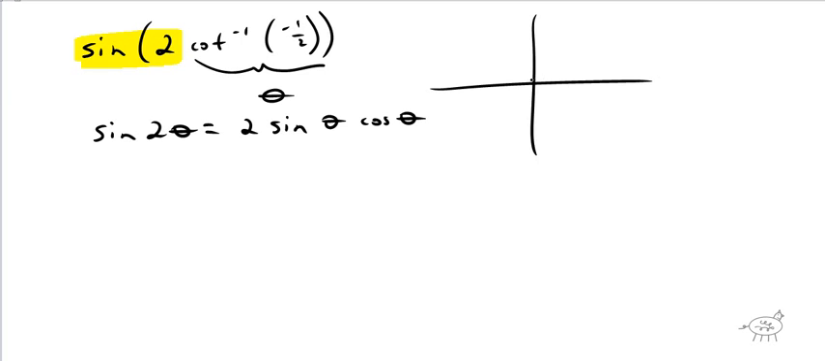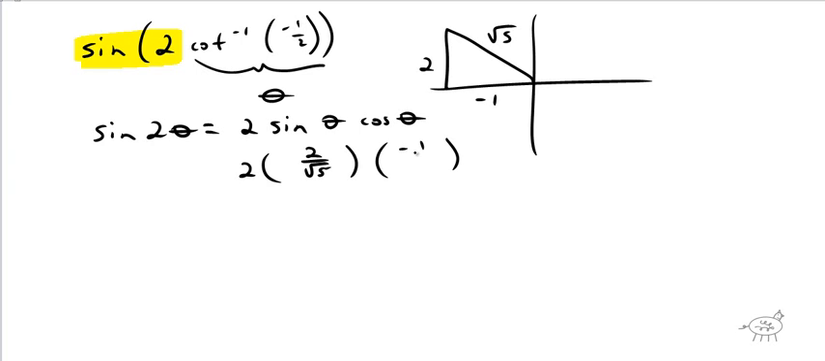It's cotangent, so do you guys agree we're over in this quadrant here? And it's x, y, so it's negative 1 and 2. And then with the Pythagorean theorem, it's going to be root 5. So we'll just need sine of theta and cosine of theta. So it's going to be 2, and sine of theta, looking at this, is y over r, so 2 over root 5, and cosine is x over r, negative 1 over root 5.